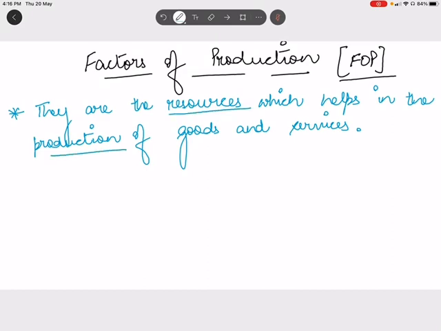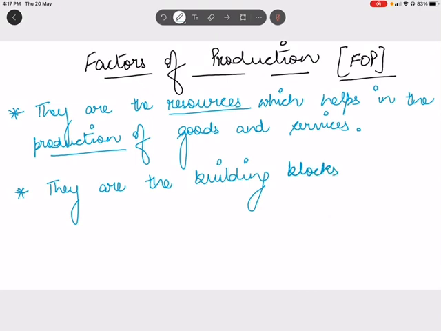That is, factors of production are the resources which are actually helping the producer in the production process, in the production of goods and services, which will ultimately contribute to the economic development of a nation. Also, in other words, we can say that they are the building blocks of a nation. So, in this definition, the term which arises is building block.